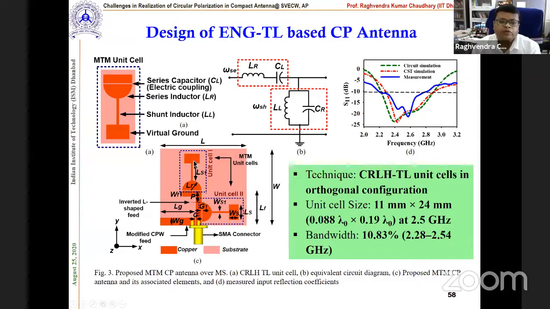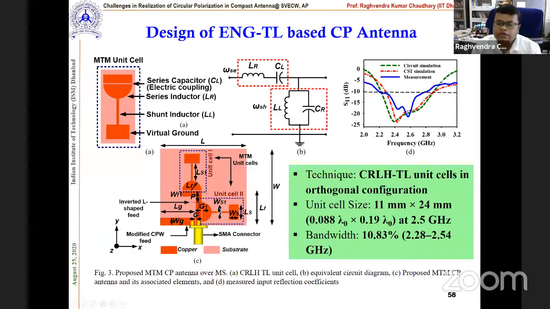Here we put these two unit cells, the same unit cell, orthogonally, correct? And this small metallic pad here is actually a virtual ground, correct, because the ground plane is very small here, so we have incorporated the distance. Now we put it in an orthogonal way like that.